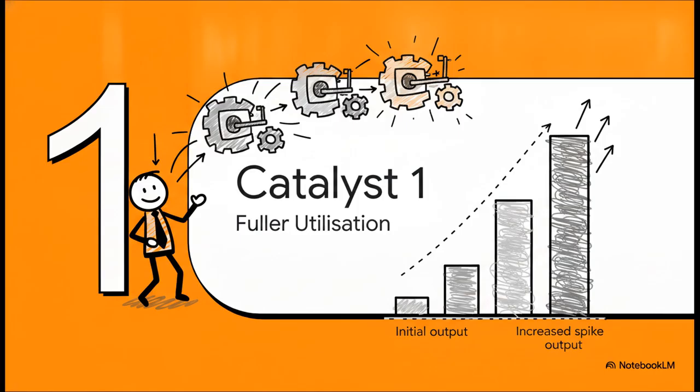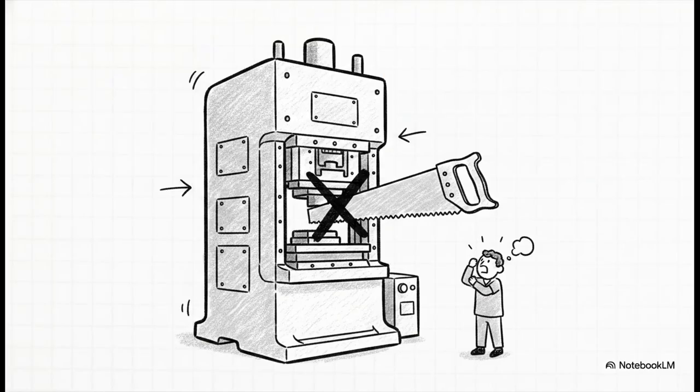Catalyst 1, the fuller utilization of fixed factors. Remember our lonely worker and the three idle machines? That scenario is highly inefficient because of what's known as the indivisibility problem. Fixed factors, like our massive factory machines, are generally indivisible. You literally cannot cut a machine in half to suit your single worker. You can't just run 25% of a stamping press. Because you're forced to have these large, indivisible fixed factors, you strictly require a baseline amount of labor just to make optimum use of the equipment you've already paid for.